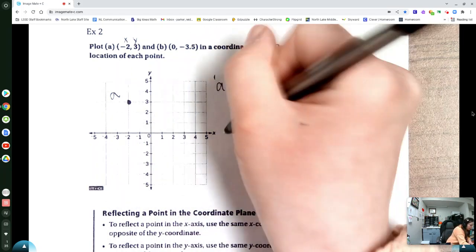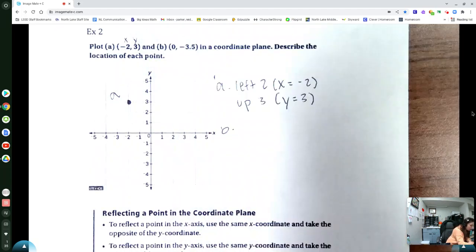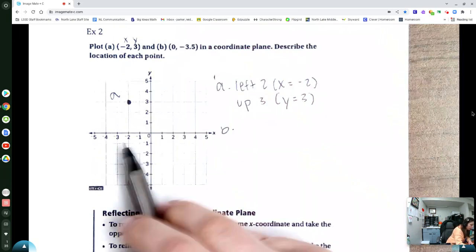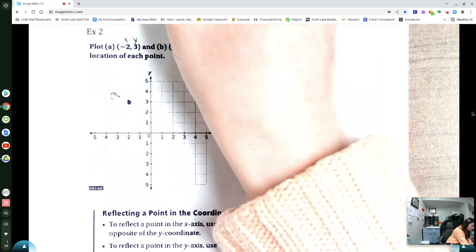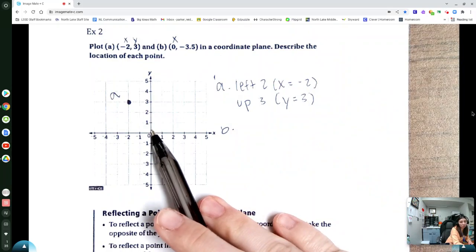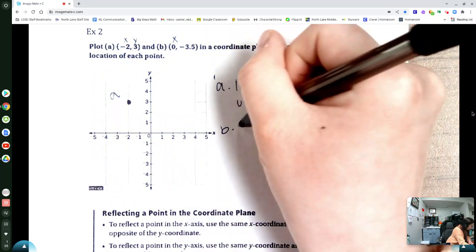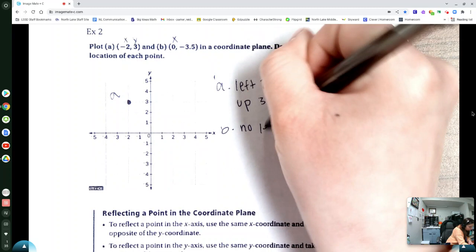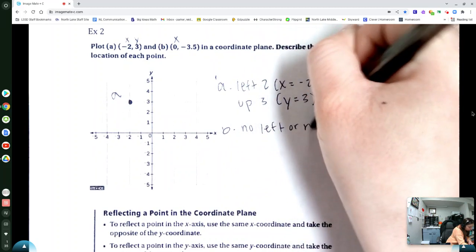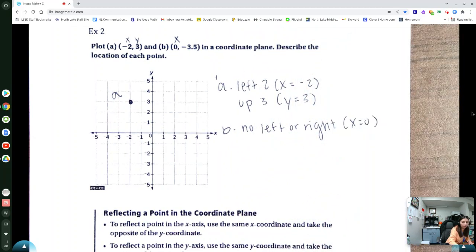Now we're going to work with point B. Point B says 0, comma, negative 3.5. So we're going to start at the origin. First, we're going to walk. Well, our x value, 0, that means we're not actually going to walk at all. I'm going to just stay directly here. I am not going to move in the x direction. So I'm going to write no left or right. And that is again because x equals 0. It told me not to walk left or right.